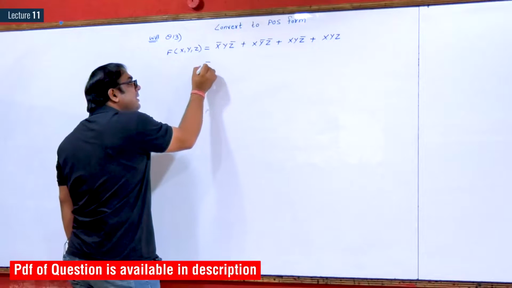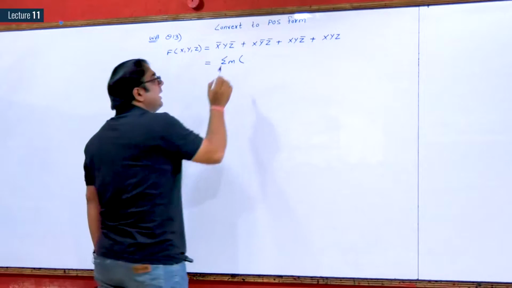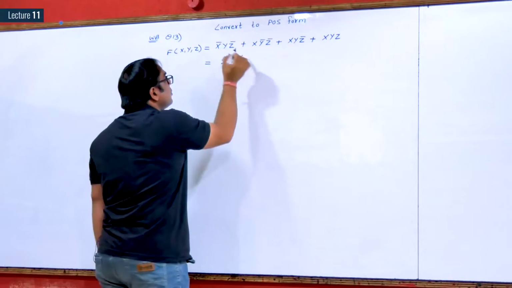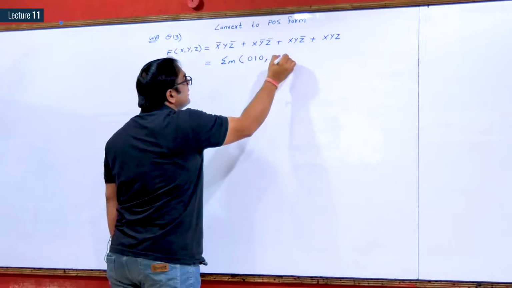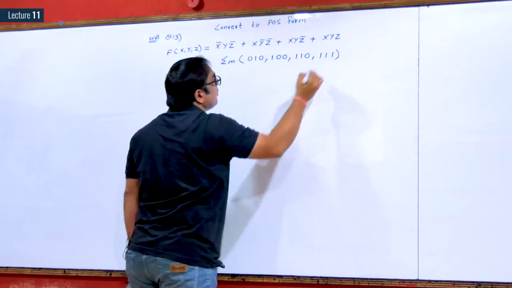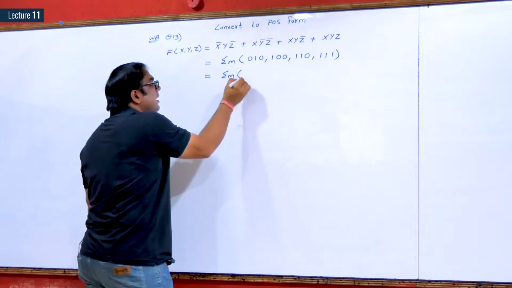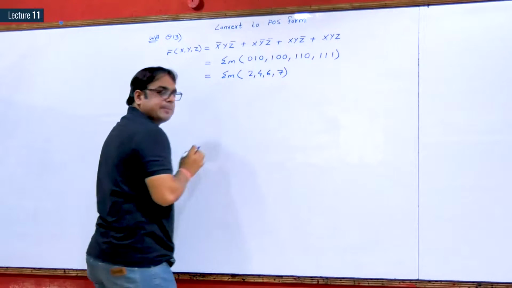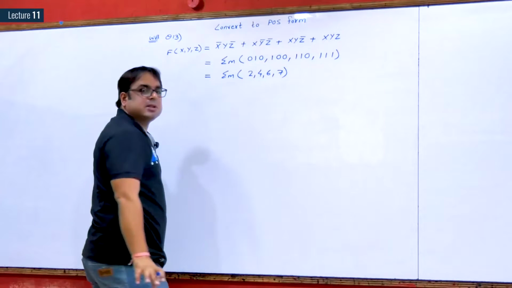Since it is given in SOP, first find the minterm numbers. This would become 010, this will become 100, this will become 110, and this will become 111. Now convert to decimal, and you will get 2, 4, 6, 7. So from the given SOP, we have found the minterm numbers.